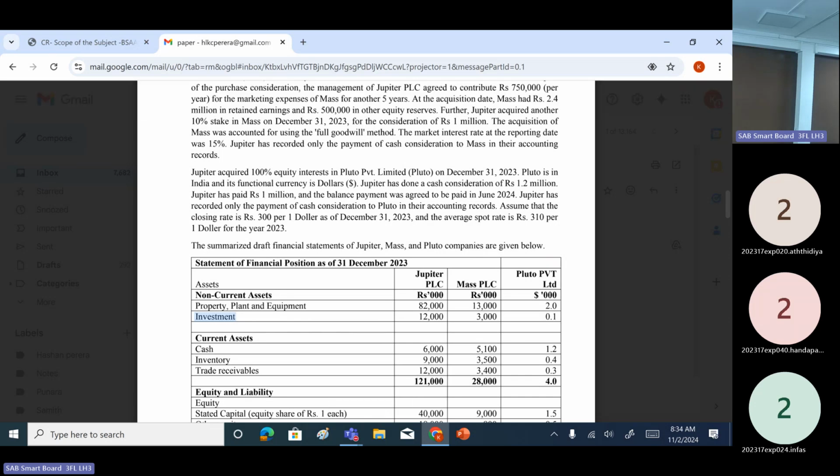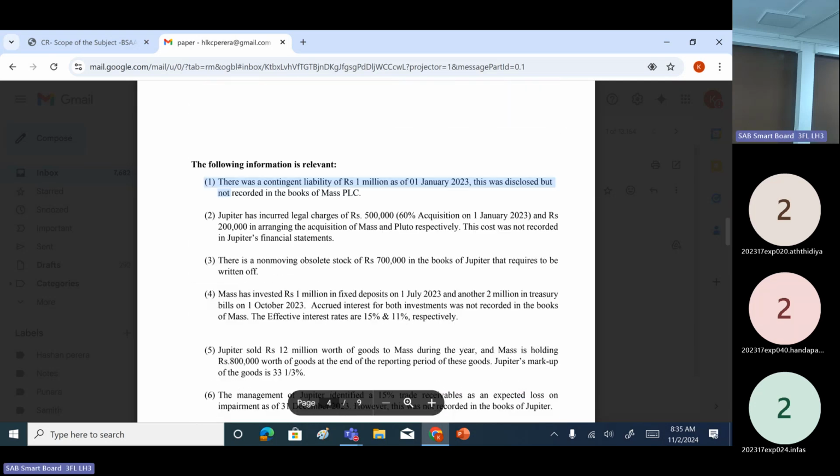So here we have been given the exchange rate as well. You need to understand which exchange rate you have to use for this, right? It was given: assume that the closing rate is Rs 300 for $1 as of December 31st, and the average spot rate is 310 for $1 for the year 2023. So you should understand, once you are converting a balance sheet and a P&L, what exact rate you have to use, with the logic, right? That's all about 21 again. So with this, we have a set of adjustments.